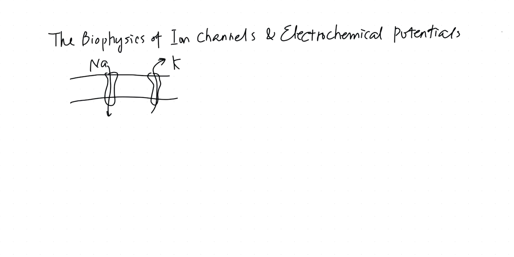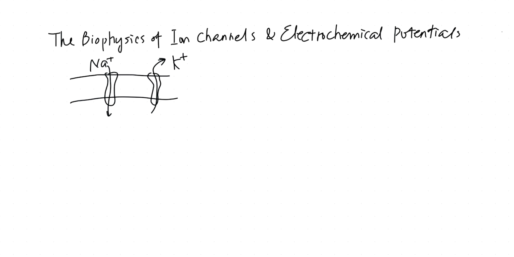But those channels allow ions to go either way. Now the question would be, which direction would those ions go through the channels given any conditions? This is what we are going to talk about: how to model the ion flux across ion channels. And this is related to electrochemical potentials.